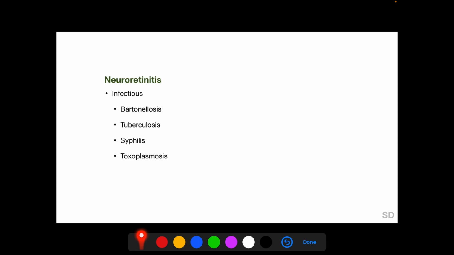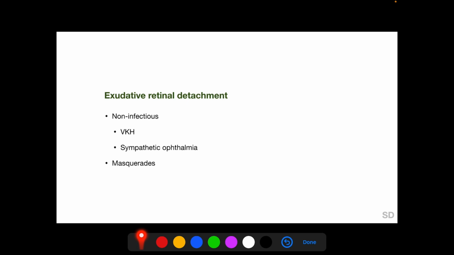The major differential diagnosis of neuroretinitis are mostly infectious and include Bartonellosis, tuberculosis, syphilis and toxoplasmosis. Differential diagnosis of exudative retinal detachment include non-infectious uveitis entities such as Vogt-Koyanagi-Harada syndrome and sympathetic ophthalmia.